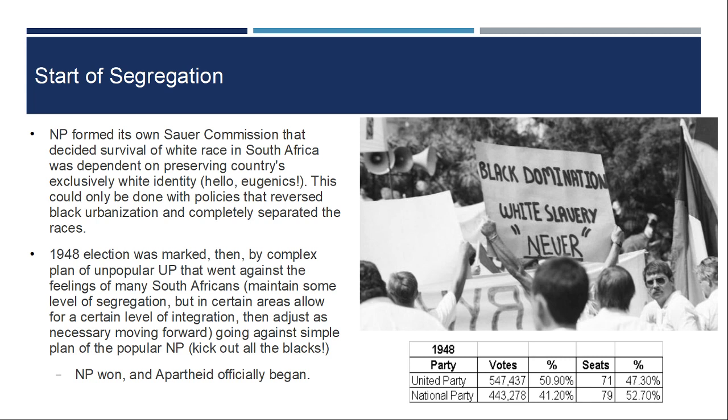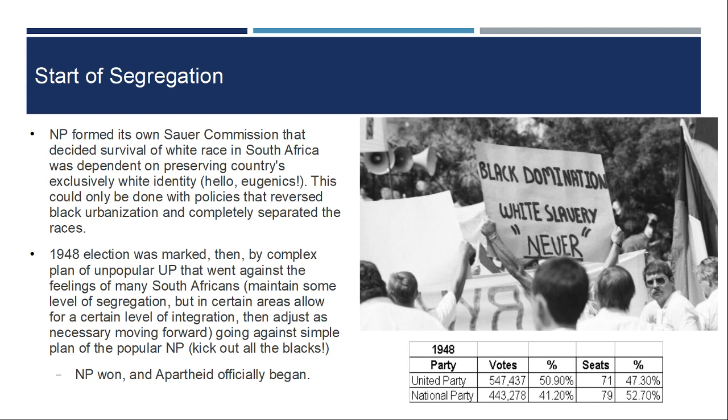So the 1948 election then comes around, and what we have is the United Party making a complex, unpopular plan that basically says, look, we need to accept the presence of black people, and we're going to have to do that by a series of small changes and tweaking and adjusting as necessary, compared to the National Party, who has the very popular and simple opinion of just kick out all the black people. So guess who wins? It's the National Party. And when the National Party wins, that is going to be the official start of apartheid.